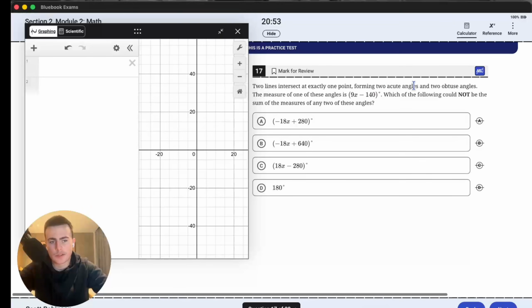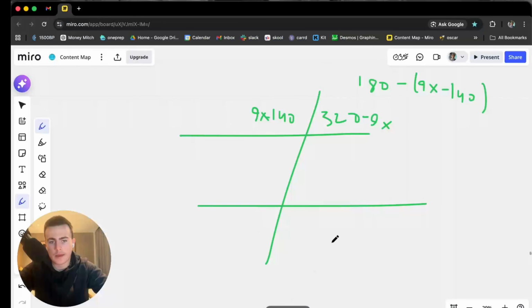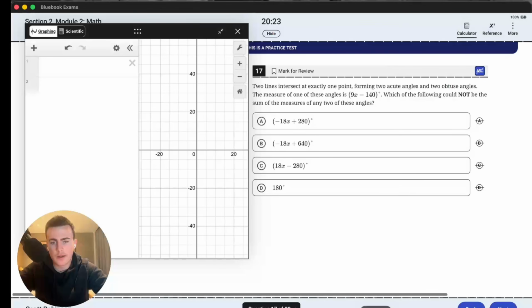So which of the following could not be the sum of the measures of any of the two angles? So negative 18x would be 3 acute and 1 obtuse, because you would add 3 acute and 1 obtuse, and then you would get minus 18x. Let me do it in my head. 820? Is that right? 320. Yeah, it should be 820. So plus 820 we're looking for.